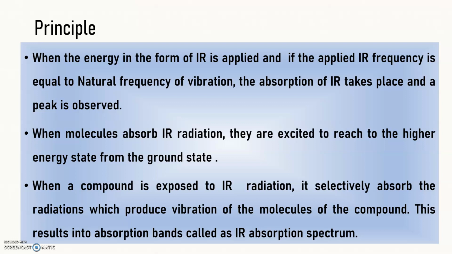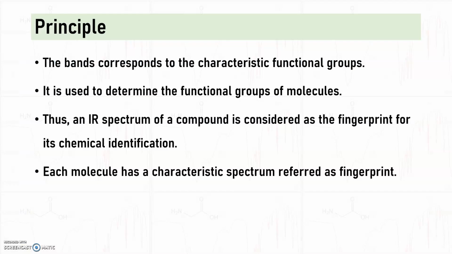When a compound is exposed to IR radiation, it selectively absorbs the radiations which produce vibration of the molecules of the compound. This results into an absorption band which is called the IR absorption spectrum. The bands correspond to the characteristic functional group. The absorption peaks within this region are usually sharper when compared with absorption peaks from the ultraviolet and visible region.